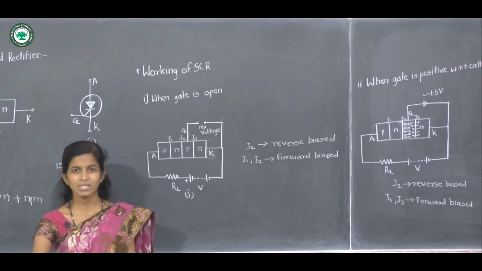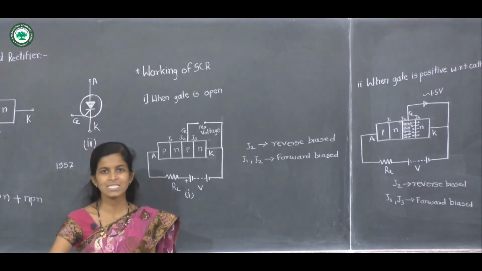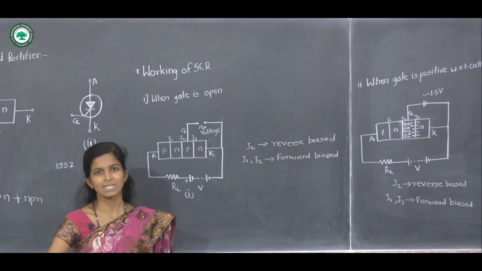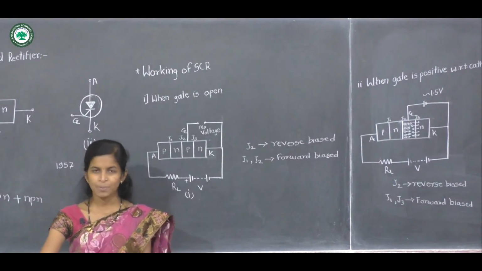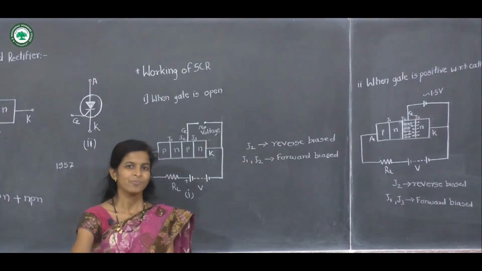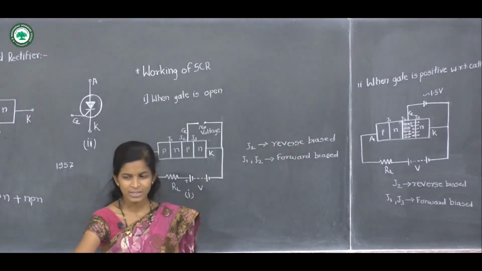And the next point to consider is that to open the silicon controlled rectifier, that is, to make it non-conducting, reduce the supply voltage to zero. So in this way the silicon controlled rectifier may work.